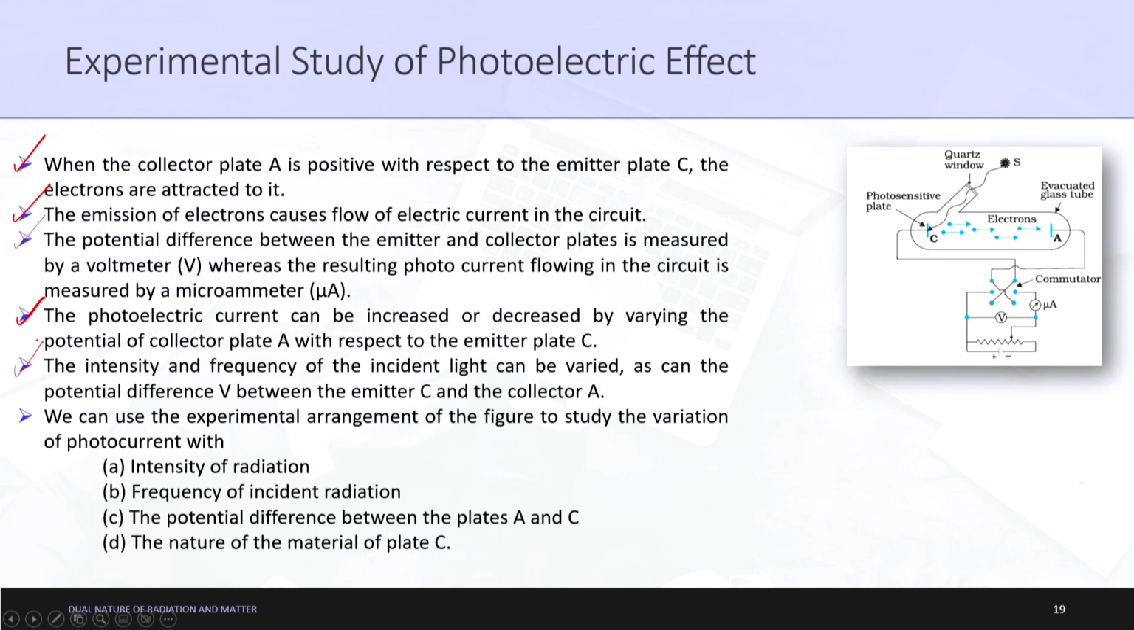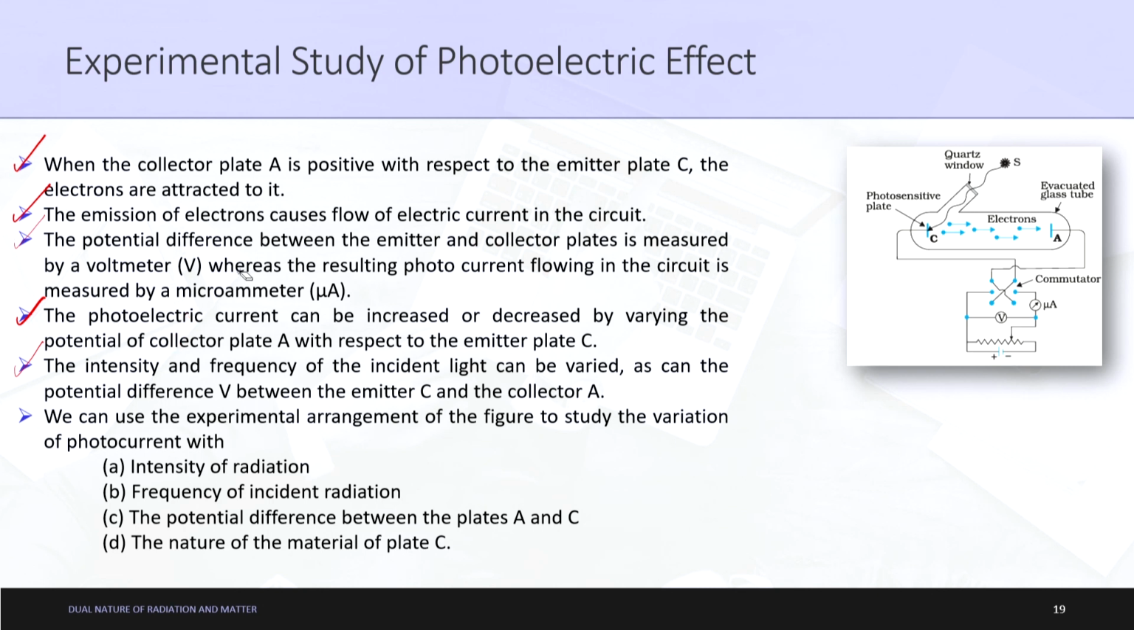The intensity and frequency of the incident light can be varied, as can the potential difference V between the emitter C and the collector A. So, even the intensity or frequency can also be varied as we try to vary the potential difference. Why I am focusing on intensity and frequency, because these are two of the greater things which we need to understand in photoelectric effect. What is the effect of intensity and frequency of the incident light?